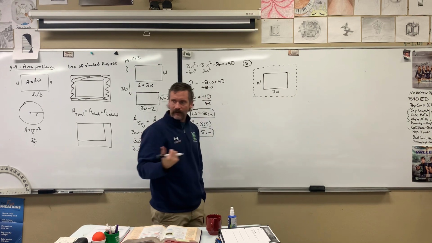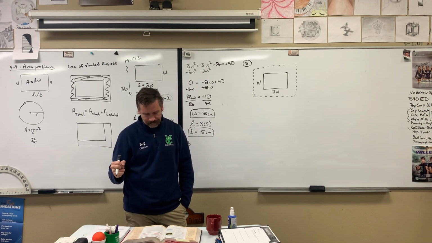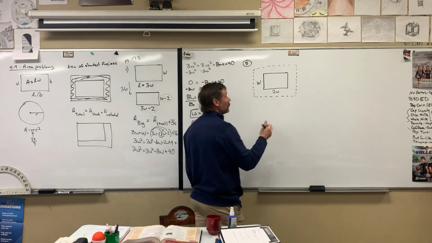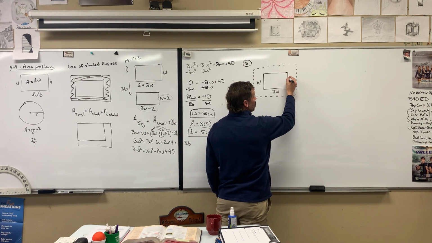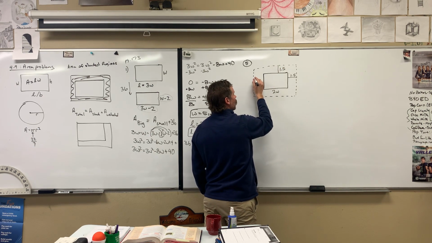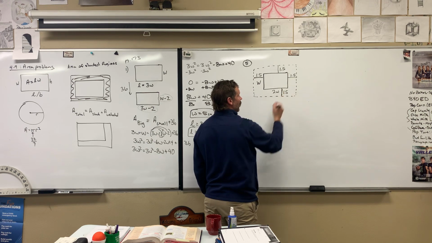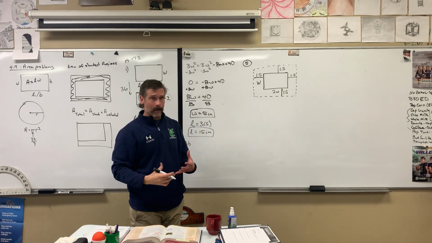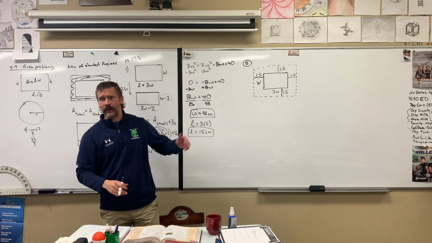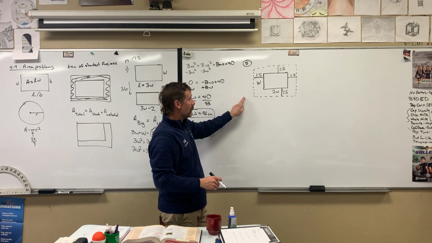Now, do they tell you something about the dimensions of the flower bed? Read the problem. I think they do. What do they tell you? 1.5 meters wide. So that means, what's the distance from here to here? 1.5. What's the distance from here to here? Okay, it's not tricky, but what's the distance from here to here? 1.5. And what's the distance from here to here? 1.5. That's crazy.